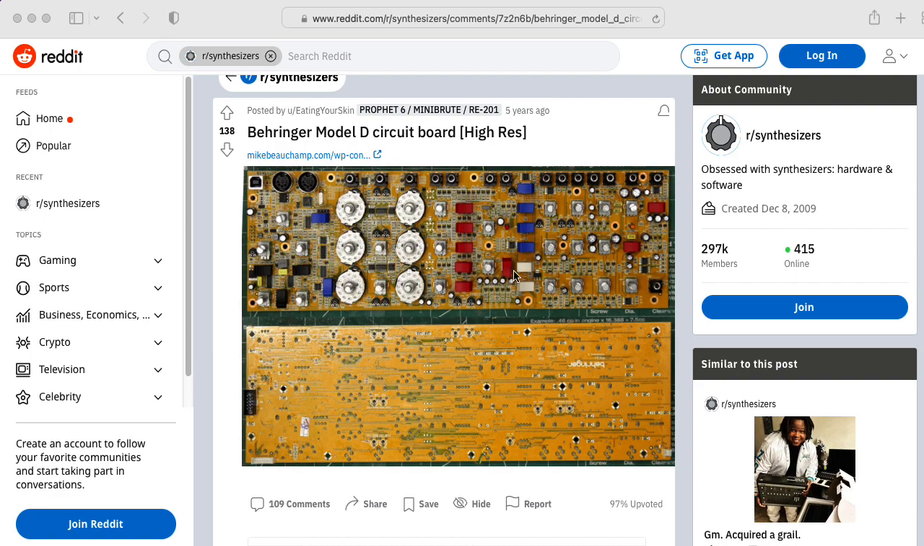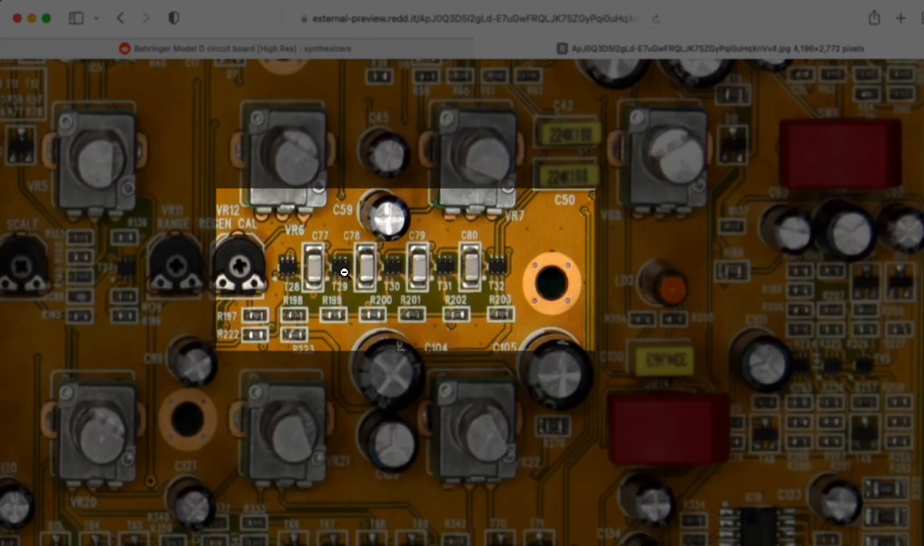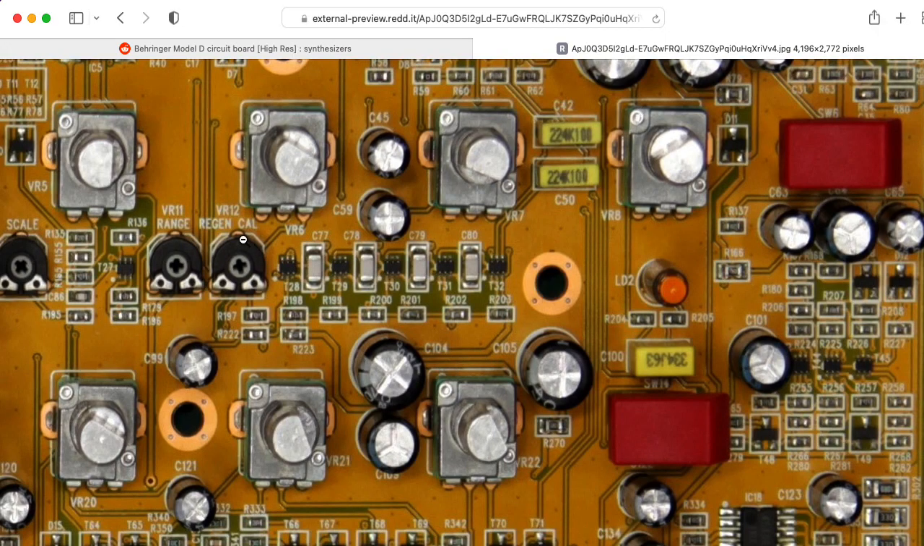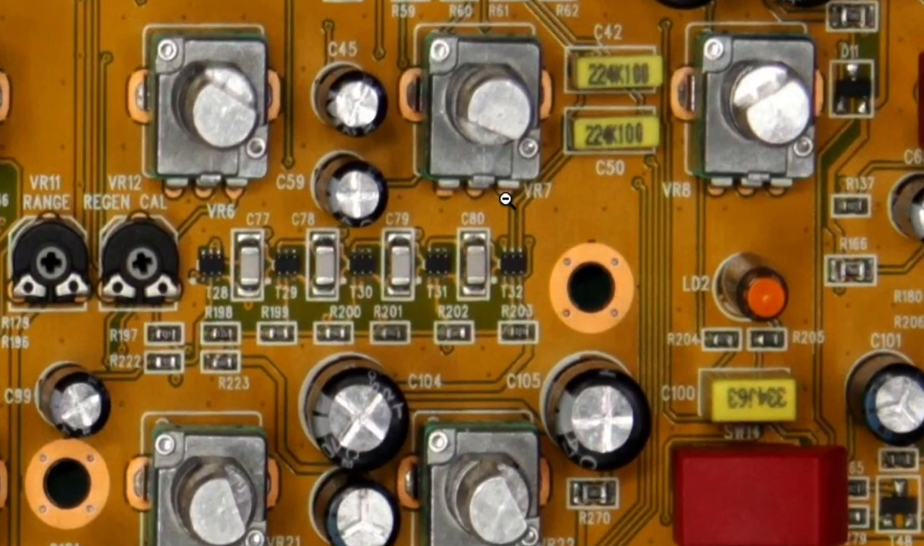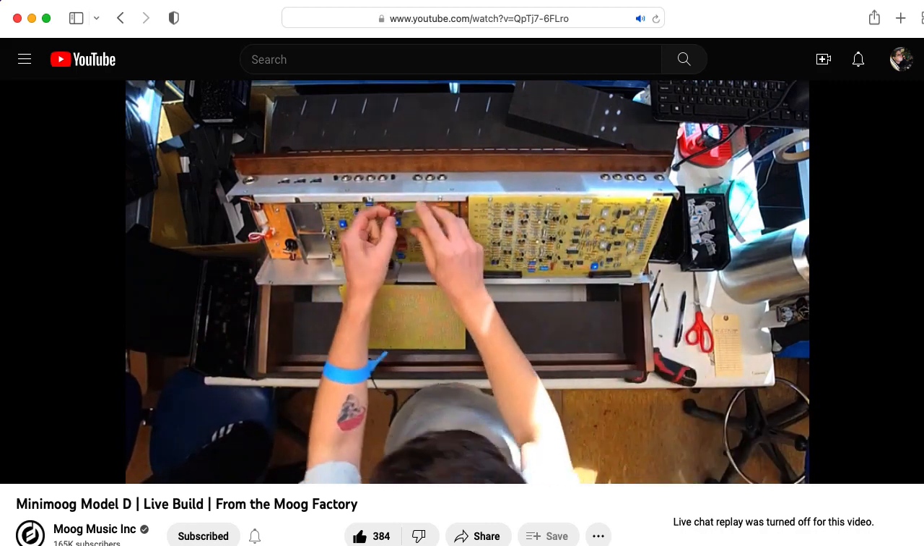Someone posted a photograph of the PCB of the Behringer Model D to Reddit, and let's see, if you look over here, I have four capacitors here, and I have five chips with six pins, so these are probably transistor pairs. So it looks like this is a standard Moog ladder filter, and I have this regeneration calibration pot next to it. So yeah, there's the VCF. There's no reason this can't be the Minimoog circuit. The main analog synthesis core is probably the same circuit as what's in the $5,000 Minimoog reissue that you'll get from Moog Music.